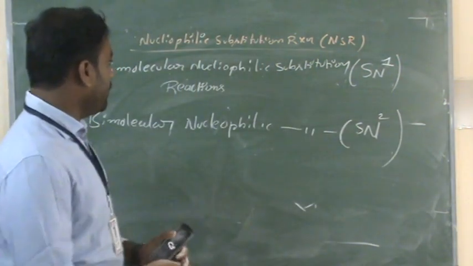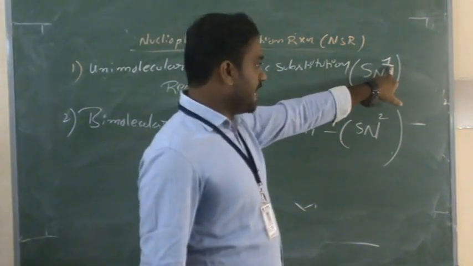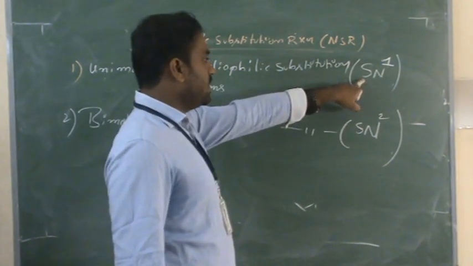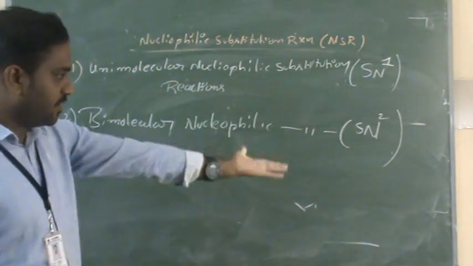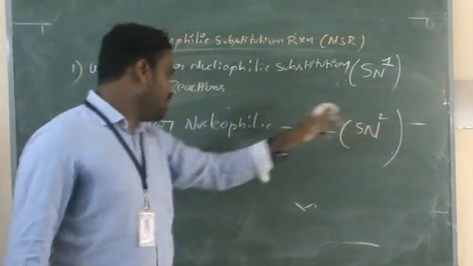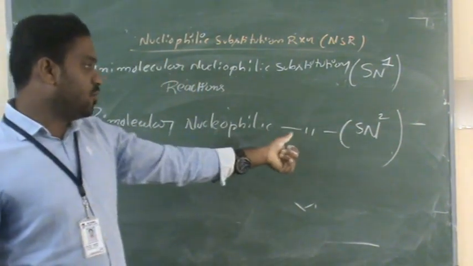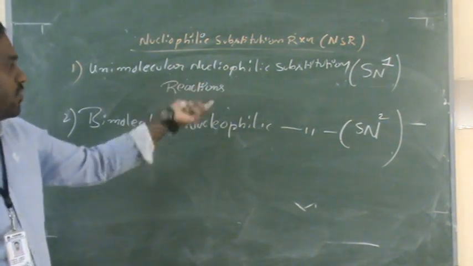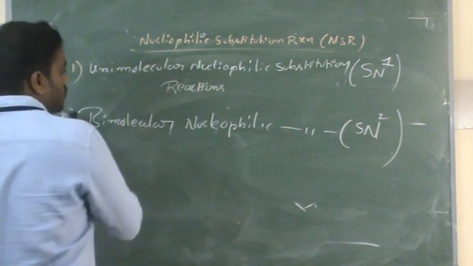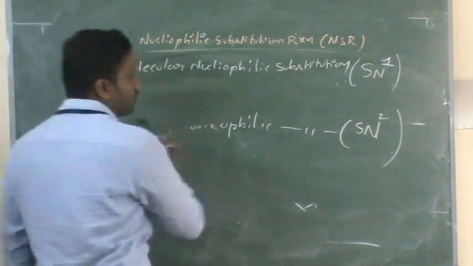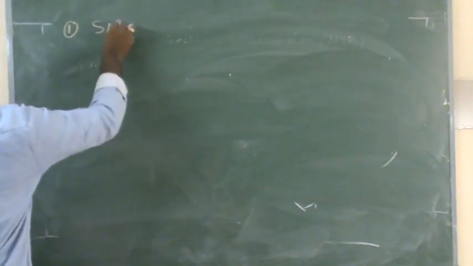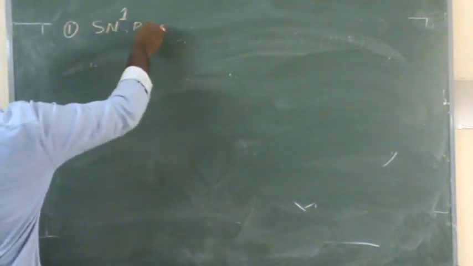So in SN1, 1 stands for unimolecular, N stands for nucleophilic, and S stands for substitution. That is the meaning of SN1. And here 2 is nothing but bimolecular, N is nucleophilic, and S is substitution. Now we are going to discuss a detailed study of unimolecular nucleophilic substitution reactions and bimolecular nucleophilic substitution reactions. First I am going to discuss the SN1 reaction.